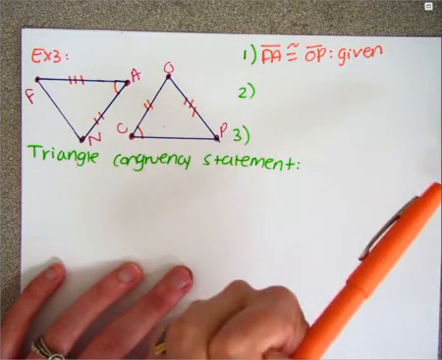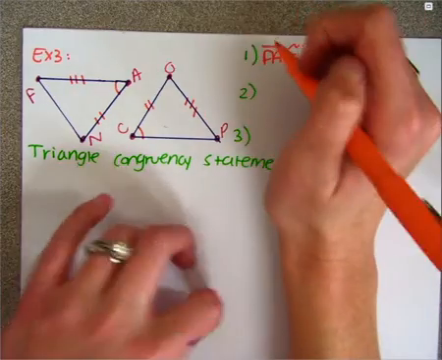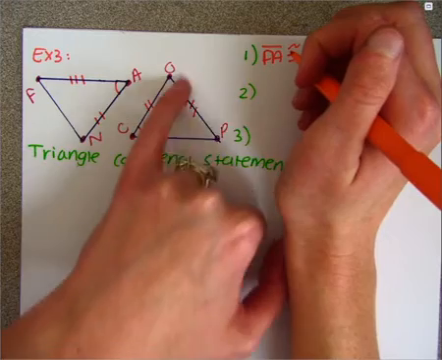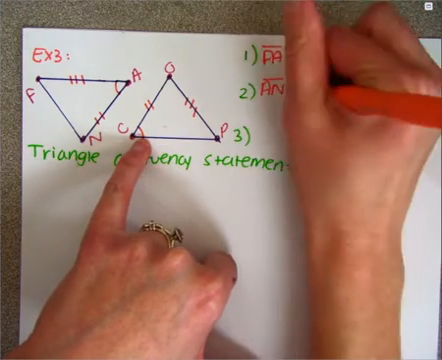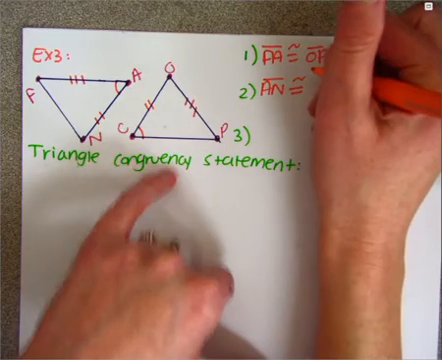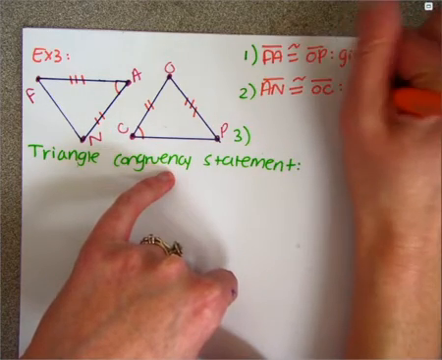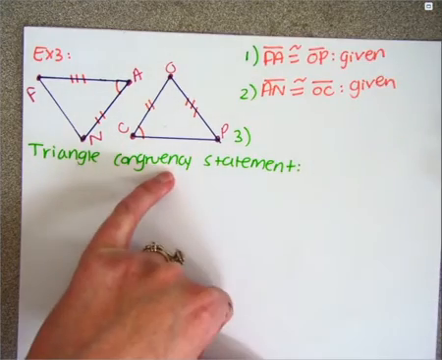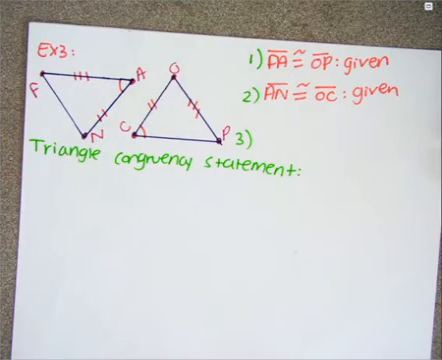I also see that 2 other sides are congruent. What are the other 2 sides? Yes, my bright and intelligent and wonderful students. It is NA and OC. So side AN or NA is congruent to side OC. And again, it was marked in my picture, so it was given to me. All right, do you spot anything else marked in your picture as congruent?